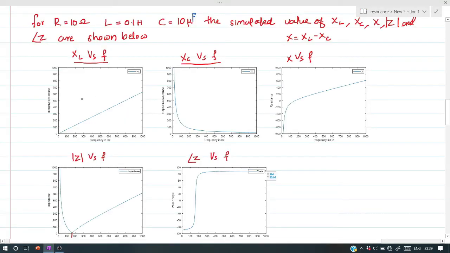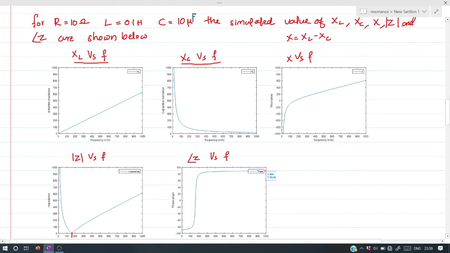From MATLAB, we got these graphs. As discussed earlier, XL is increasing linearly with respect to frequency variation. As frequency increases, XL is also increasing, so we can obtain a straight line like this. And as discussed earlier, the XC value is initially very high, and as frequency increases, the XC value becomes 0. It is approaching 0 here.